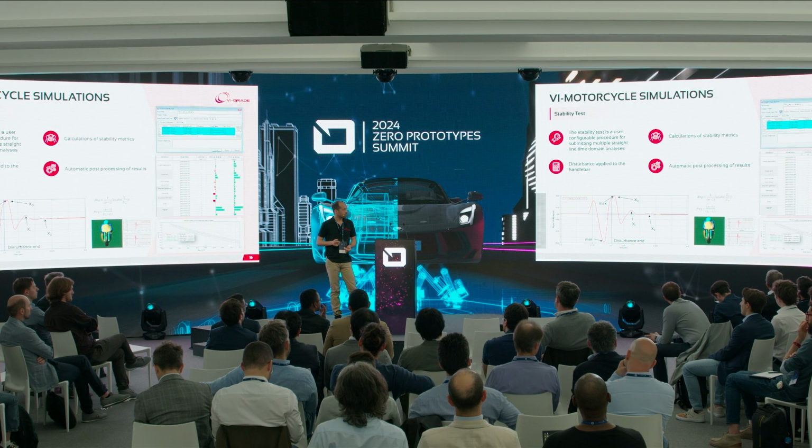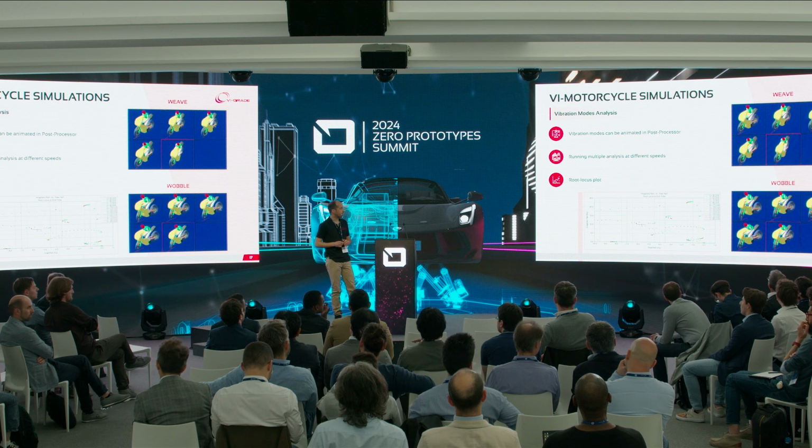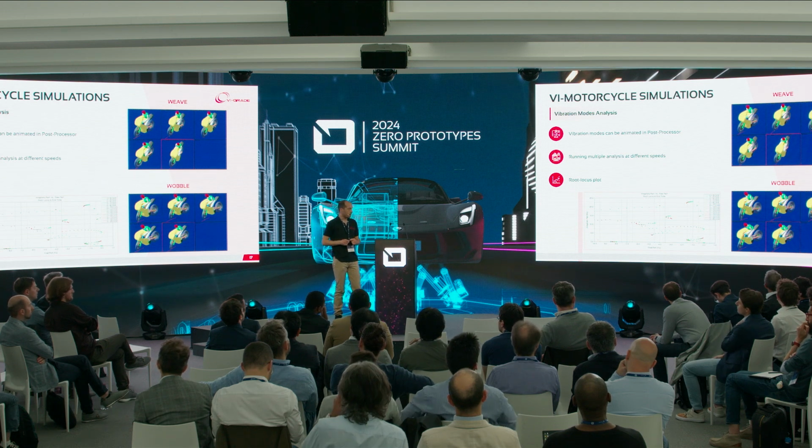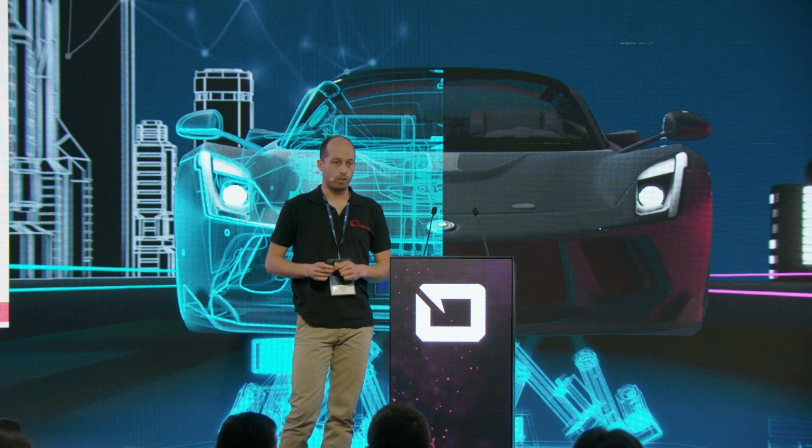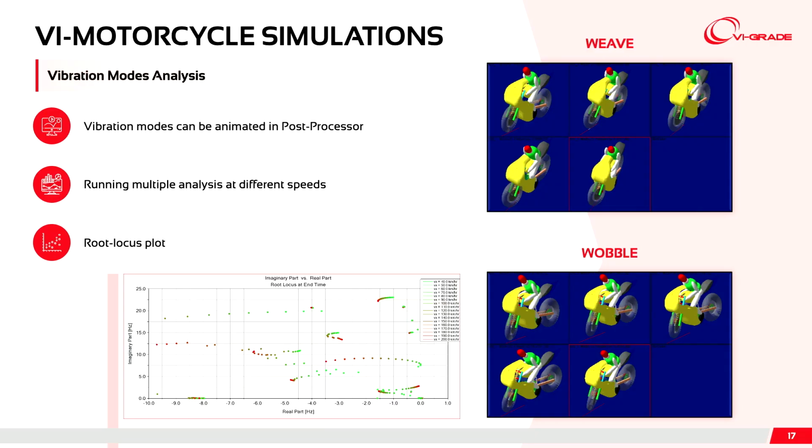The same approach can be done in the frequency domain by using the weave and wobble analysis. Relying on the linear solver of Adams, you have the possibility to linearize the model and export the eigenvalues and eigenvectors of the motorcycle, and to review the motorcycle modes. Here we can see the two main modes of the motorcycle, that is the weave and wobble.